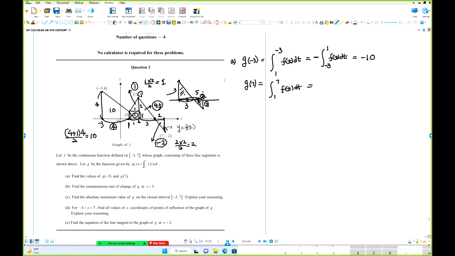So g of 7 is now how much? We already got over here 1 plus 1 is 2. 2 plus 4.5 is 6.5. But we're going to take off the negative area, 2. So it's 4.5. Are you okay with this? So g of 7 is 4.5, okay?